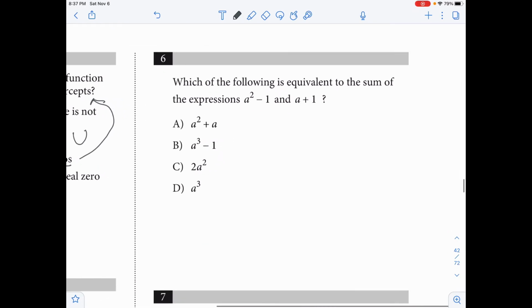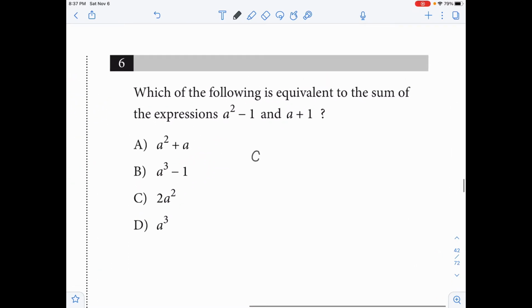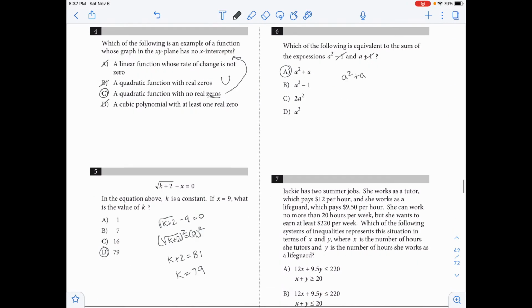6, it's asking to add them. So it'll just be a squared plus a. These two cancel. So therefore it's B. It's A.